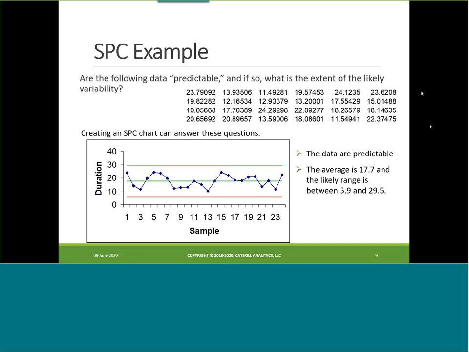When you've got a number that averages 17 and can range anywhere from 5.9 to 29.5, that's quite a bit of variability. That's going to be present in any estimate that you make. Whether you acknowledge it or not, it's going to be present in the system. So the chart virtually forces us to acknowledge and deal with the variability in the data.